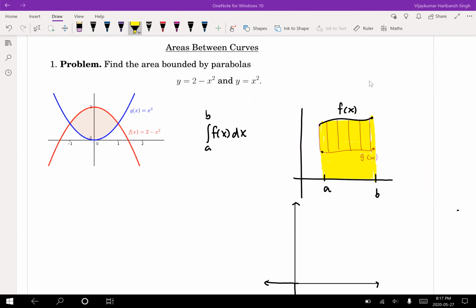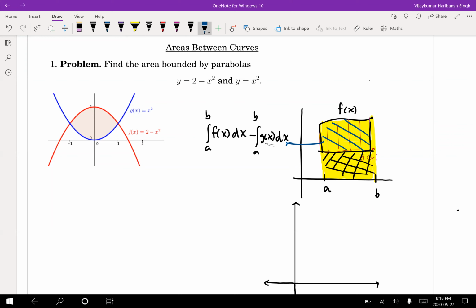So the integral from a to b of f of x dx represents this area shaded in yellow, and out of that, you remove the integral from a to b of g of x dx. What is that? That represents the area below g of x, and then you get this shaded region as your area. So the area between these two curves, this region, let me shade it with another pen, is given by the integral from a to b of f of x dx minus g of x dx.